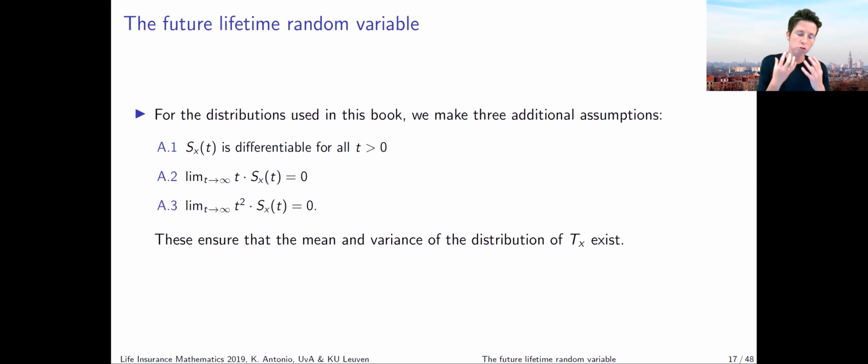But essentially, you should keep in mind that, for example, if I want to calculate the life expectancy, then what I want to do mathematically is calculate the expected value of the random variable Tx. So at that point, I'll need one of these assumptions to make sure that the mean exists of my random variable Tx. But we're going to come back to those.